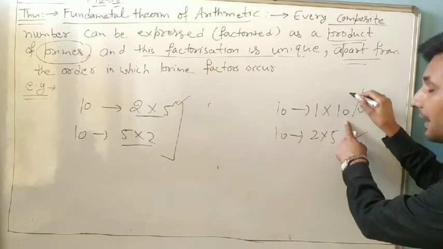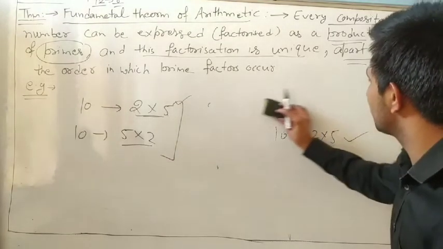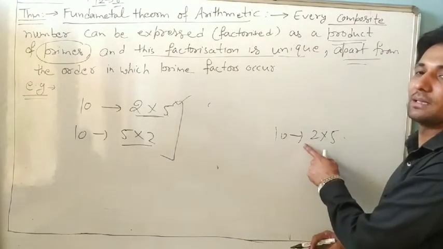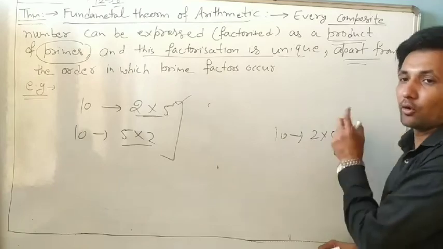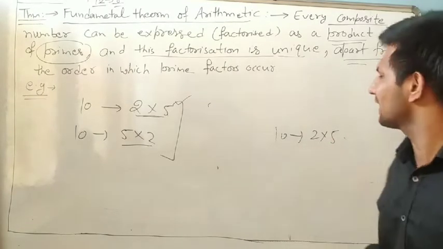10 is not a prime. Understand it? So this case we will not discuss. So it means if any composite number you want to write as a product of its prime numbers, it is always unique. Any other number you can write.